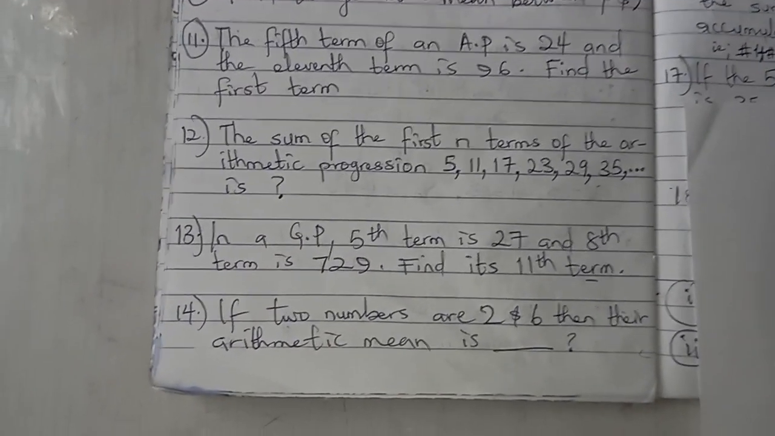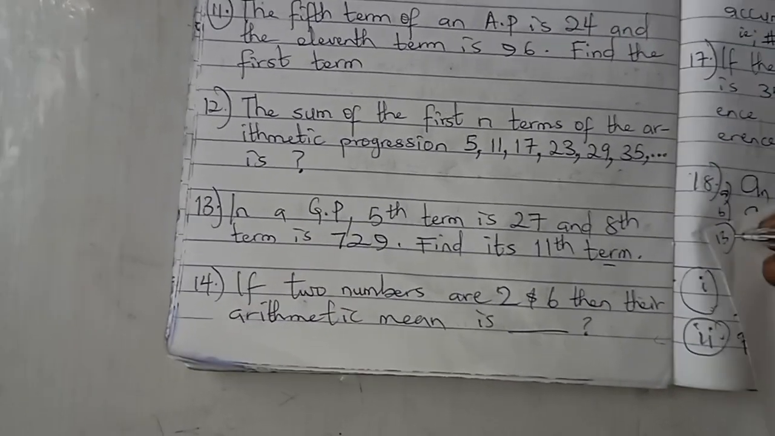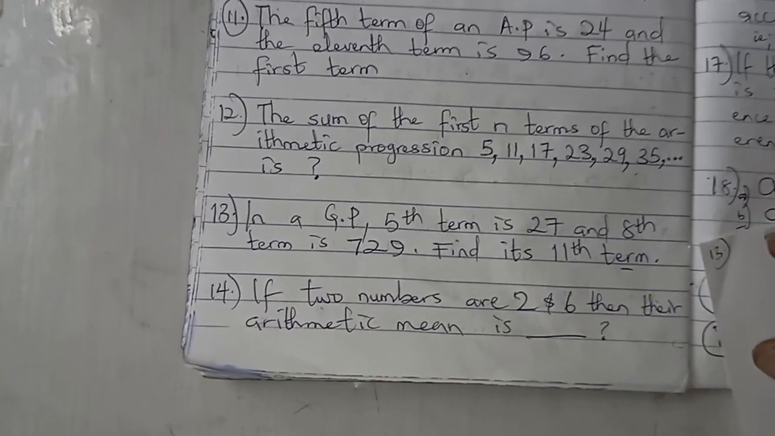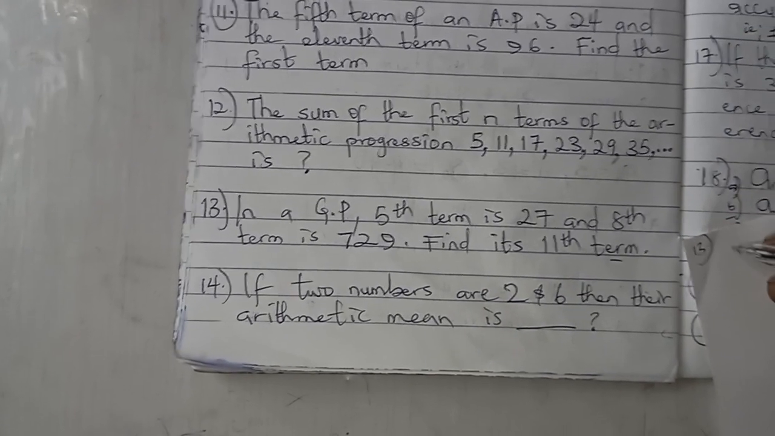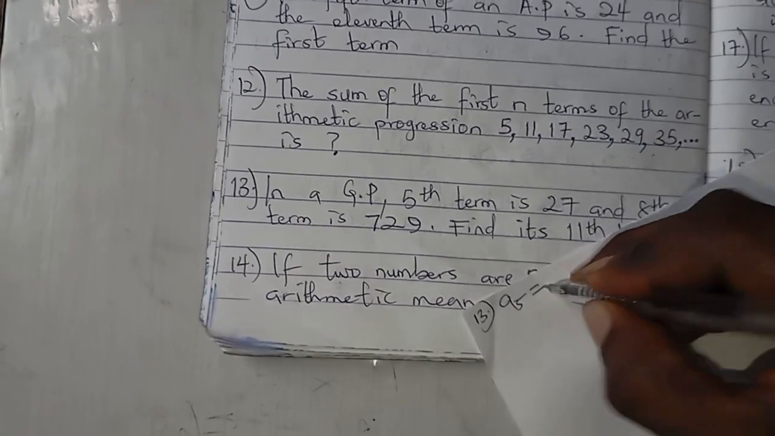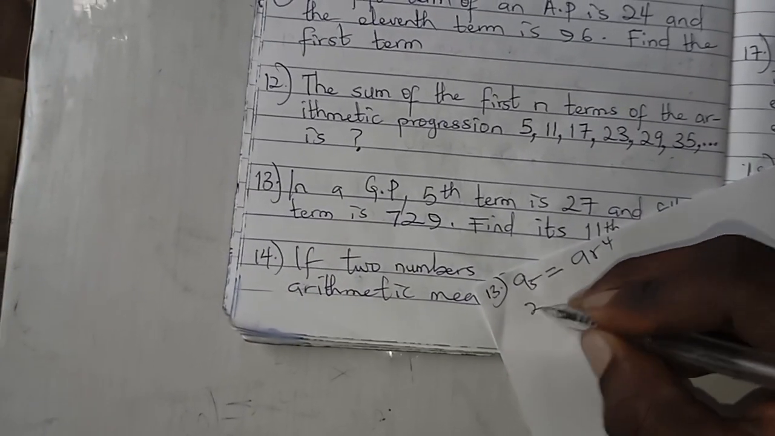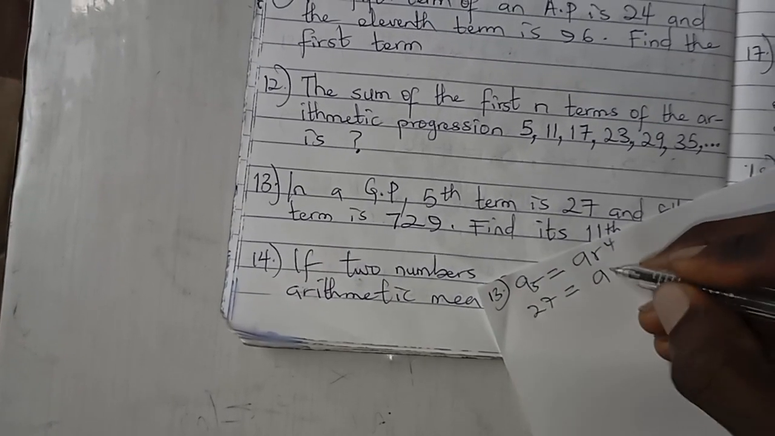In a GP, question 13 on sequence, the solutions to our sequence continue. In a GP, the fifth term is 27. The fifth term, naturally, you know, is equal to AR^4, so here we have 27 equals AR^4.